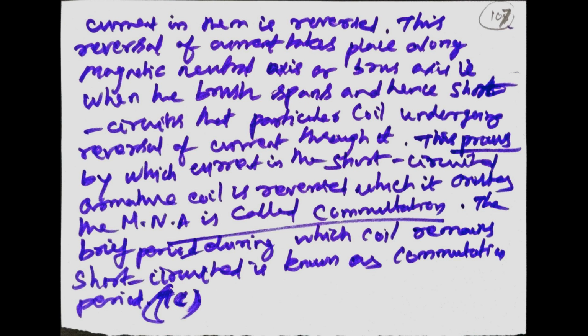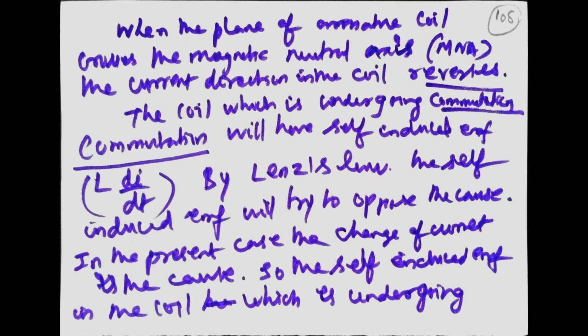This reversal of current takes place along the magnetic neutral axis, or brush axis, that is, in the brush position, and hence short circuits that particular coil undergoing reversal of current through it. The process by which current in the short circuited armature coil is reversed, at the MNA, is called commutation. The brief period during which the coil remains short circuited is known as the commutation period. When the armature coil crosses the magnetic neutral axis, the current direction in the coil reverses.